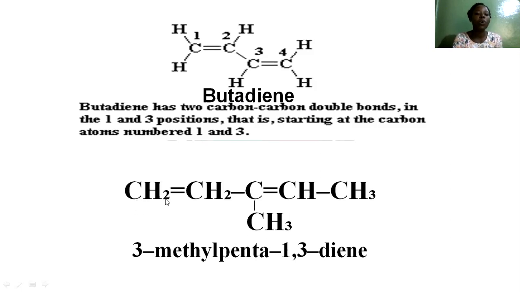Now, look at this other example. You have 1, 2, 3, 4, 5. That's 5 carbon atoms. Then the double bonds are on what carbons? You have 1, 2, 3, 4, right? So that's 2 and 4. But if you counted from the left, now you have 1, 1.